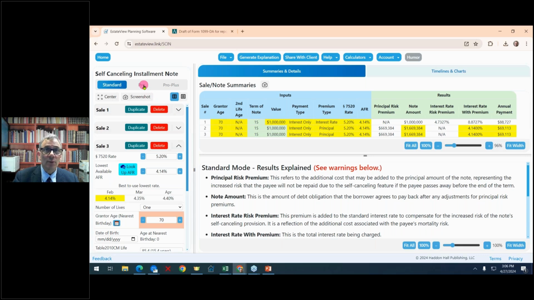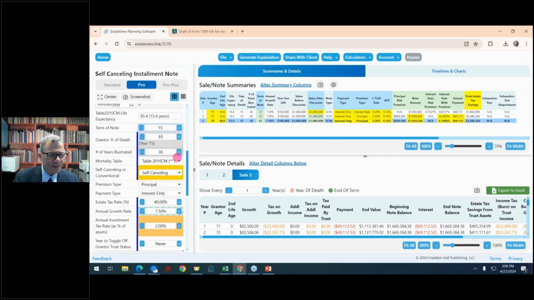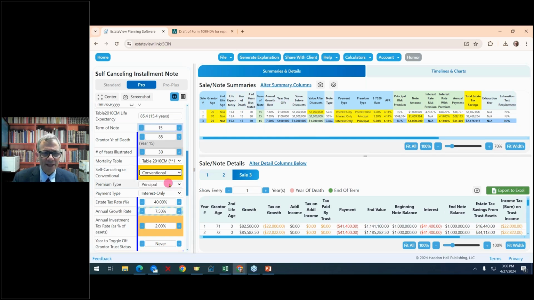In order to see what a regular note is, I'll click on Pro, and then it gives me the option to make note number 3 conventional, not self-canceling. So now, if I use a conventional note and I want to pay interest only, I can see that the interest rate is going to be 4.41%. The payments are going to be $41,400 a year. And I can even calculate the estate tax savings from the note arrangement based upon various circumstances.